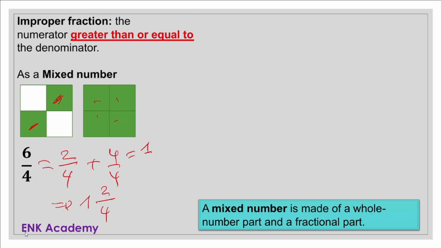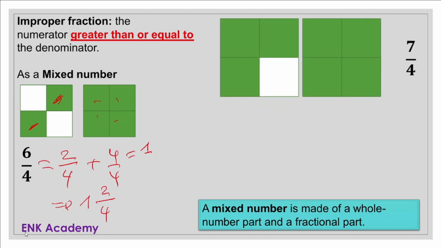The same way, if we have 7 over 4, this just means that for this part here we have 3 over 4, and for the other part we have 4 over 4, which is 1, and this can be written as 1 and 3 over 4.